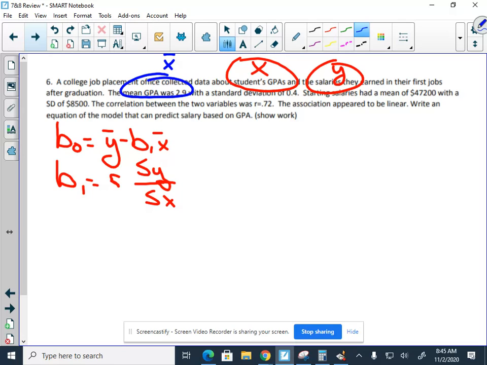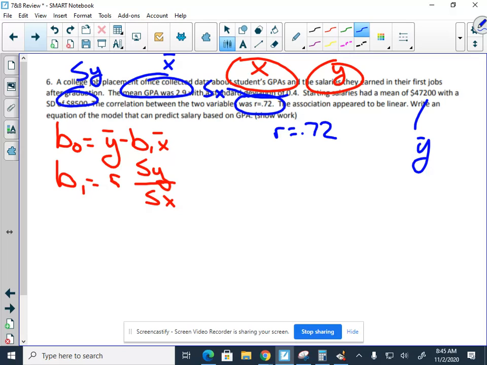With a standard deviation of 0.4, that 0.4, that's S of X. That's the standard deviation of X. Starting salaries have a mean of 47,200. That's your Y bar. With a standard deviation of 8,500, that's S of Y. And the correlation, R, is 0.72. You have everything you need to build your equation.